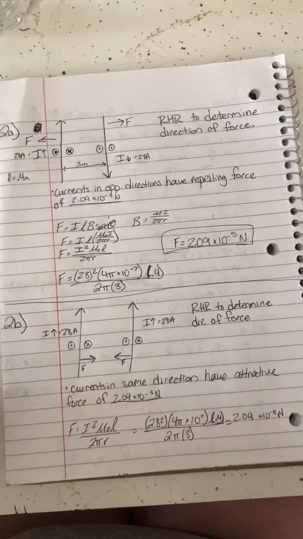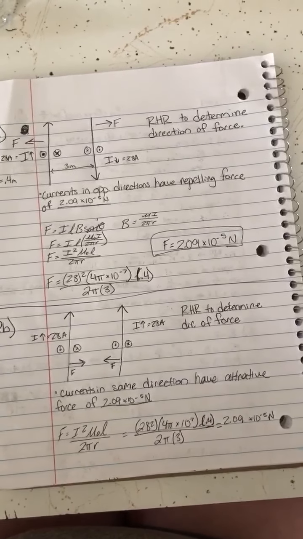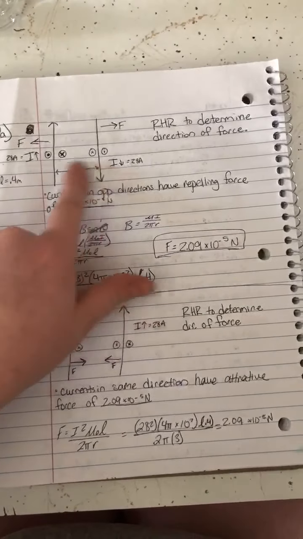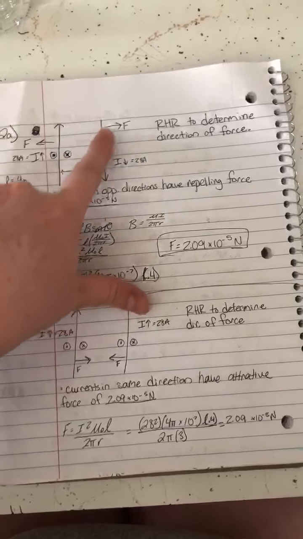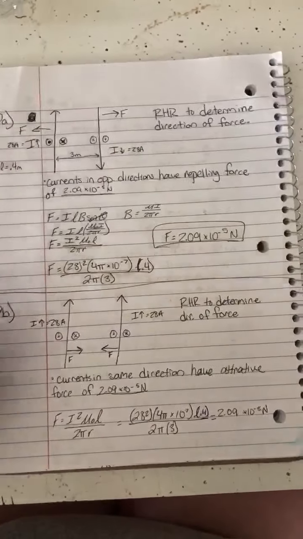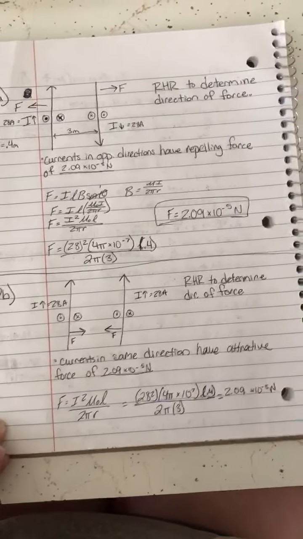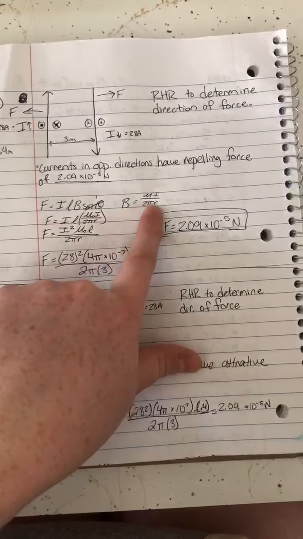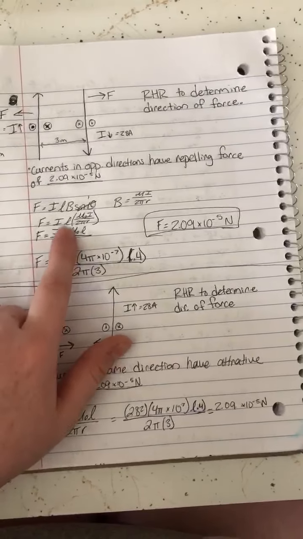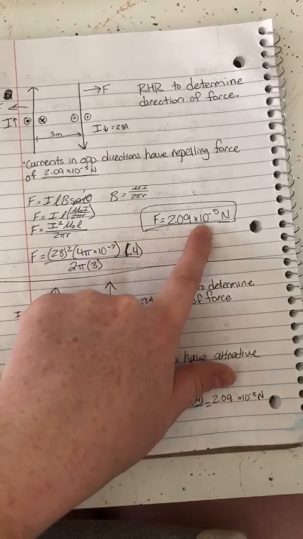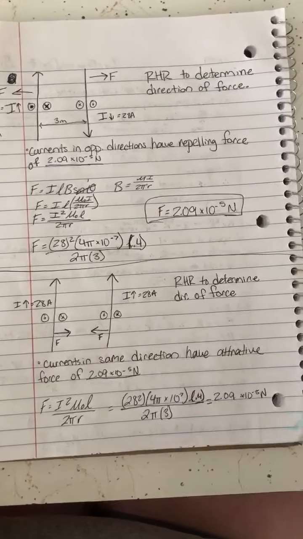So then we used the second right hand rule to determine the direction of the force by using the direction of the current and the field, and that determined that our forces for both of them went out, so they had a repelling force. To find the magnitude, we used this equation and this equation, and we ended up putting them together to solve for the force, getting 2.09 times 10 to the negative 5th newtons.